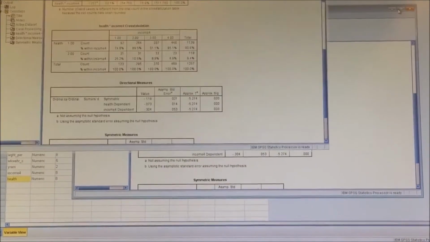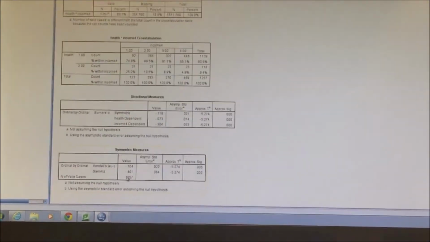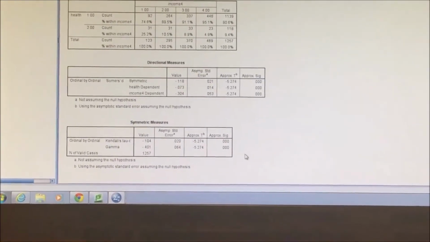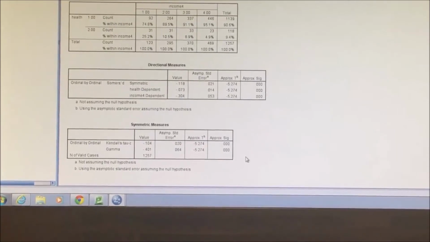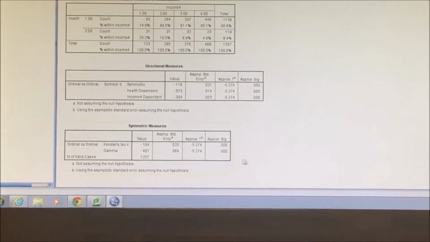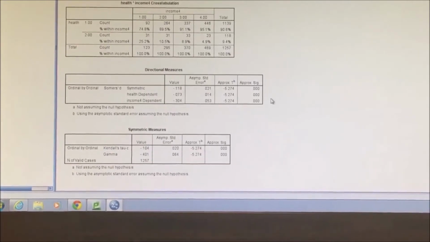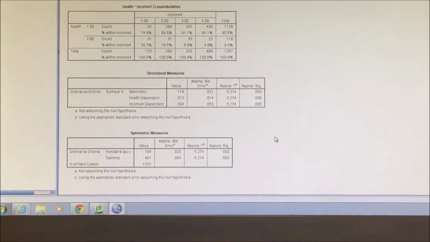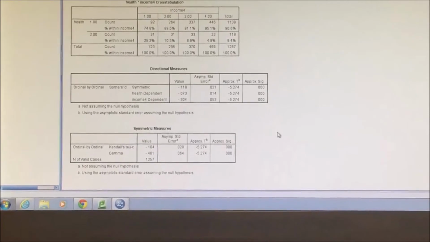Let's look at gamma first in the symmetric measures output box. A value of negative 0.401 indicates a strong and negative relationship. You would think that the higher the income, the lower the health, right? No, wrong. Look at the codes for health. A low score indicates a high level of health. The negative sign of gamma is telling us that higher scores on income 4 are associated with a low score, a score of 1 or good, on health.